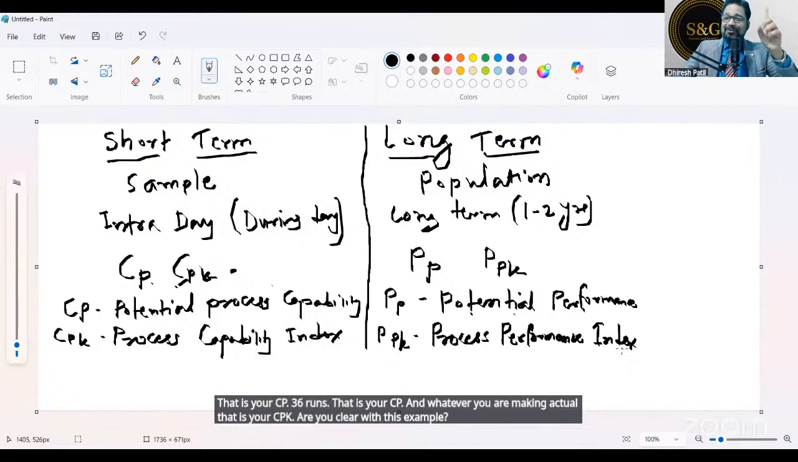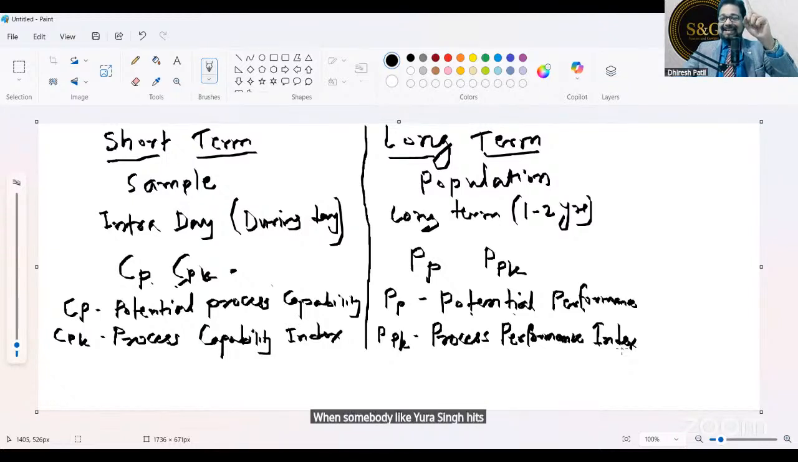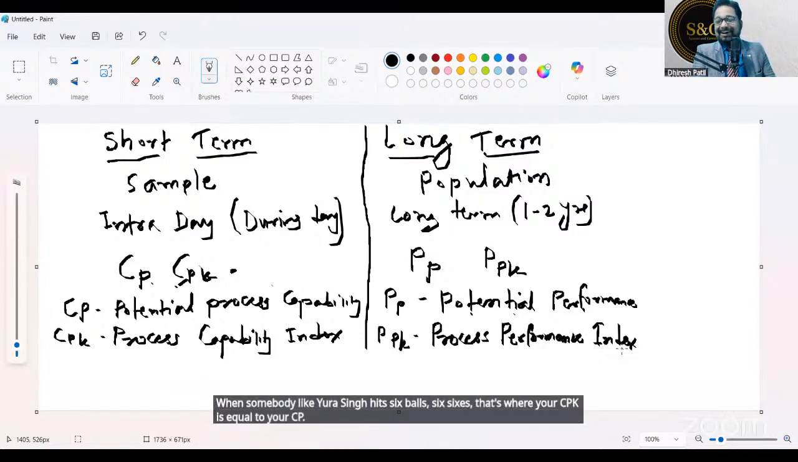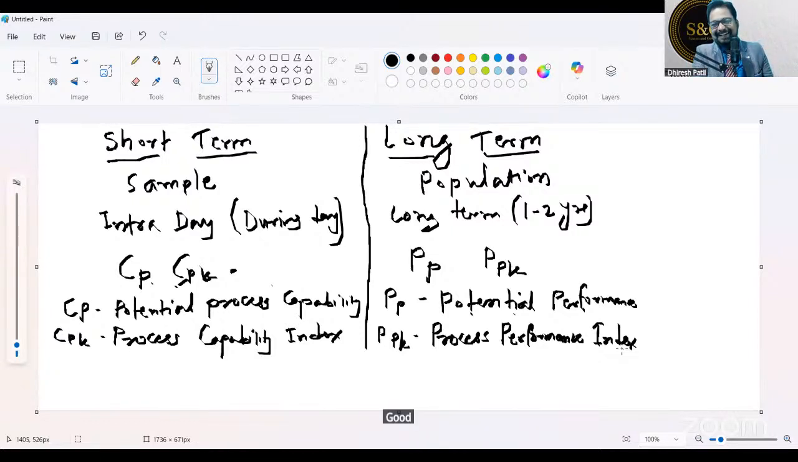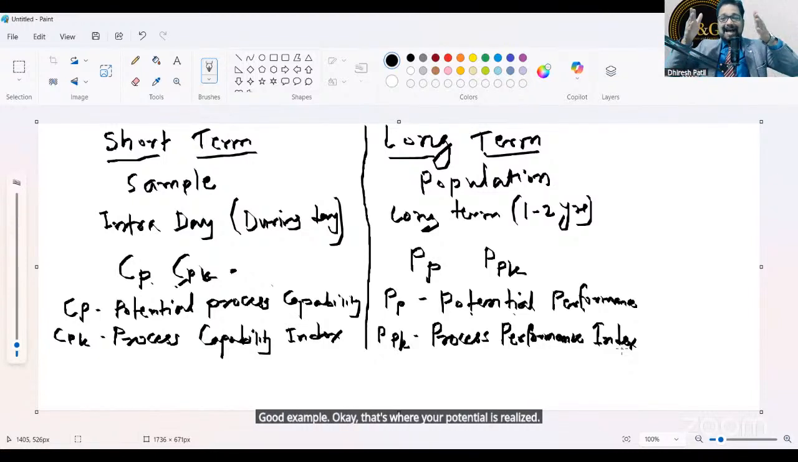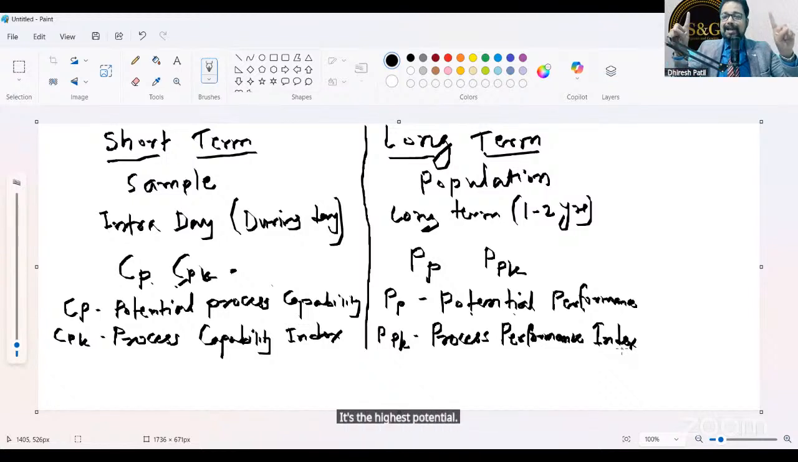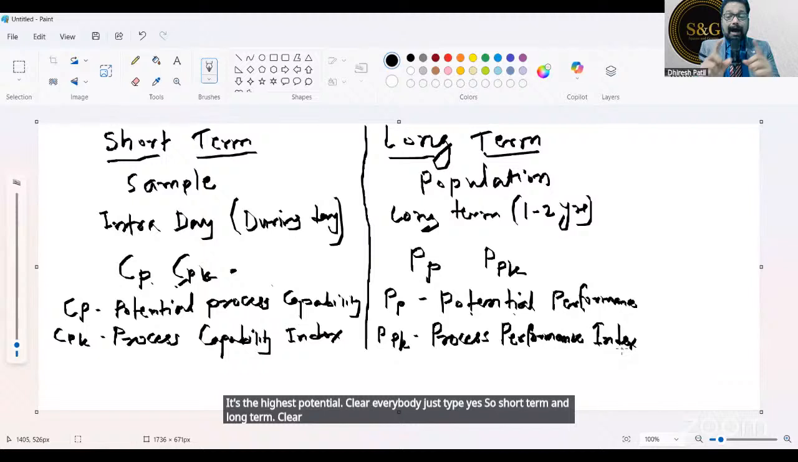When somebody like Yuvraj Singh hits 6 balls, 6 sixes, that's where your CPK is equal to your CP. Good example. That's where your potential is realized. It's the highest potential. Clear, everybody? Just type yes. So short term and long term. Clear? Now, another question comes.